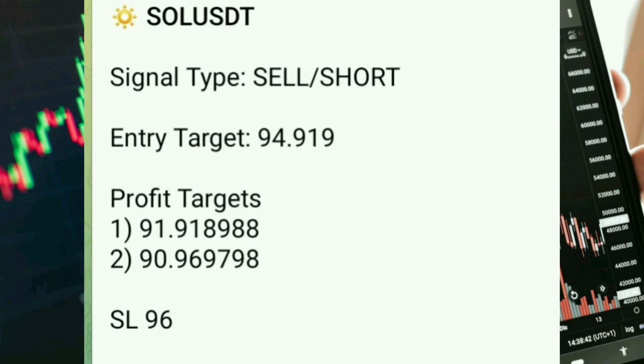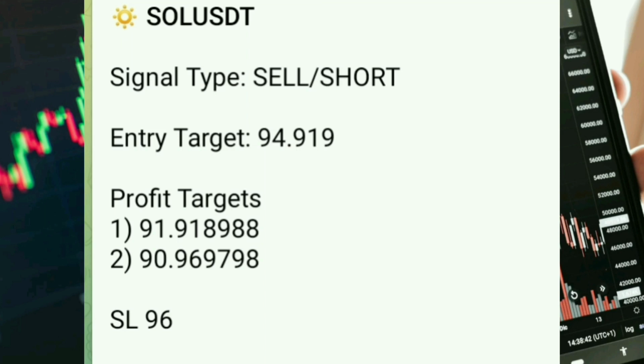Now our entry target, which I told you is the price of the coin at which you enter the trade. So they say for this entry target you should enter at 92.919. You should enter this trade at that price. Now our profit target, when the price of the coin goes down to 91.918988, that's number one, take profit. Number two, take profit, 90.969798.